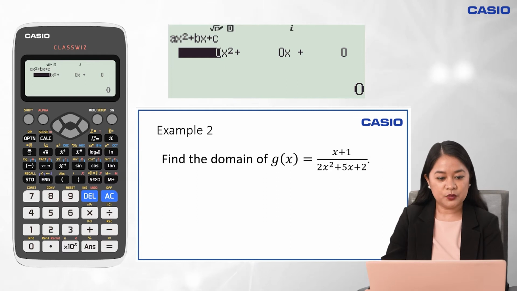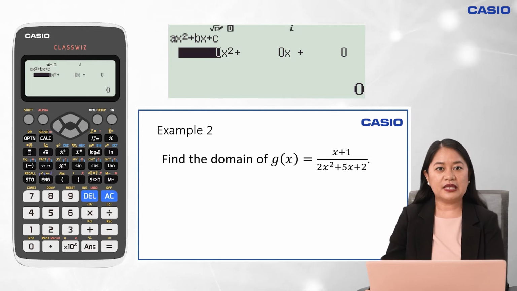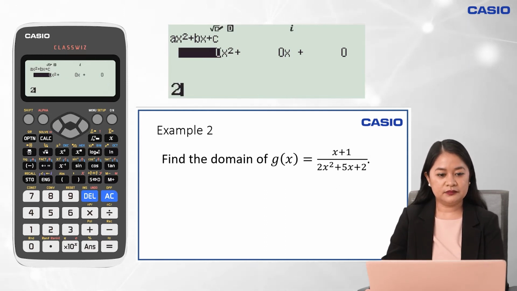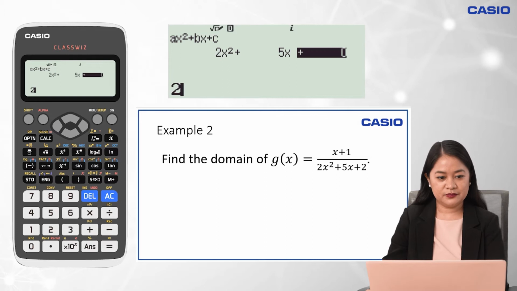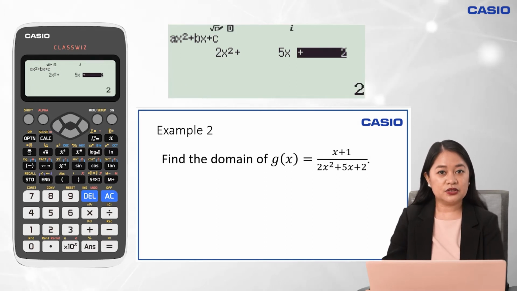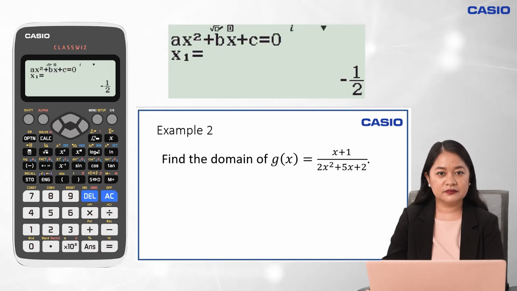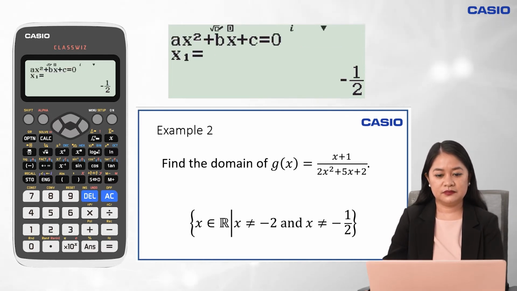That is, input 2 for A, 5 for B, and 2 for C. After which, just press the Equal button to determine the zeros. So the domain of g is the set of real numbers except -1/2 and -2.